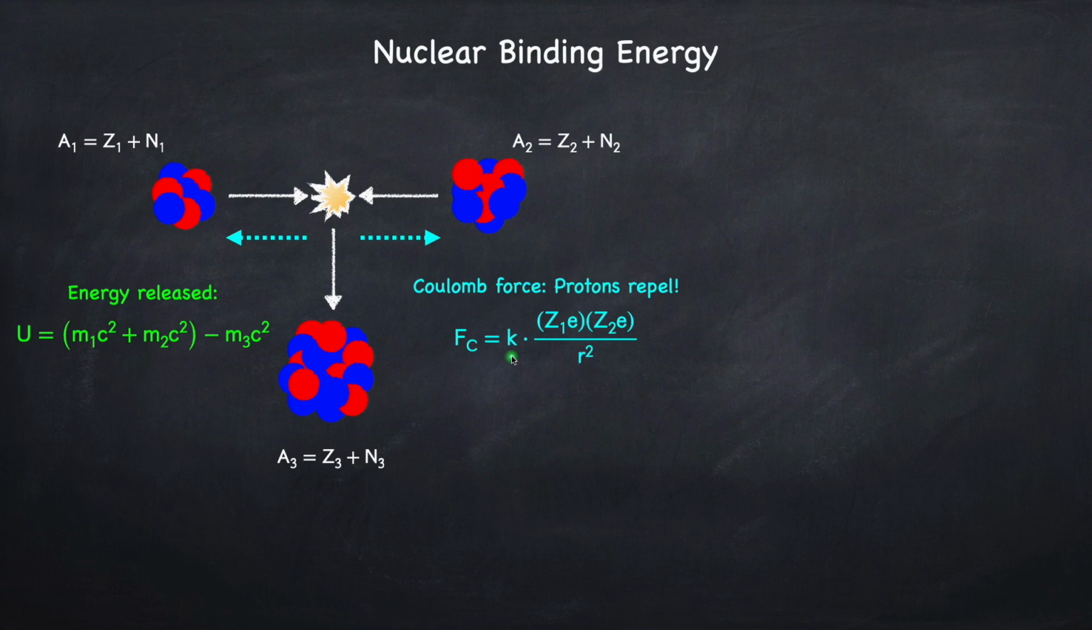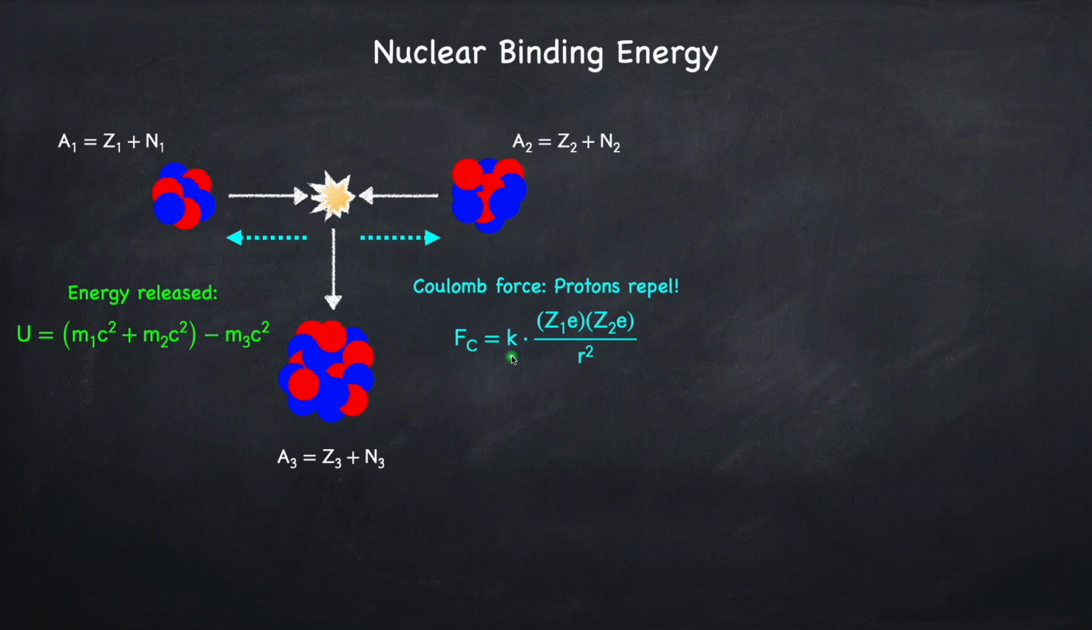So if these two nuclei are repelling one another, why do they come together and stick in the first place? Well, the reason they bind together is because of the strong nuclear force. And as suggested by the name, the strong nuclear force is very strong. So it wins over the Coulomb force.